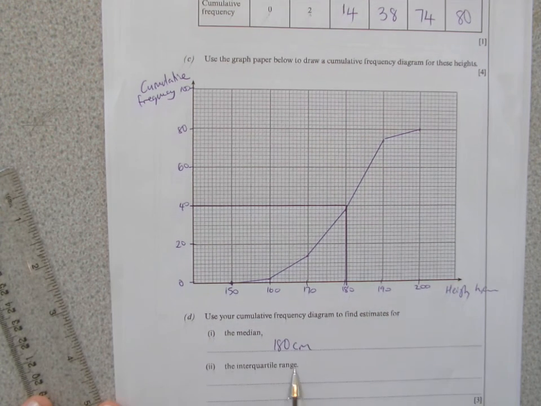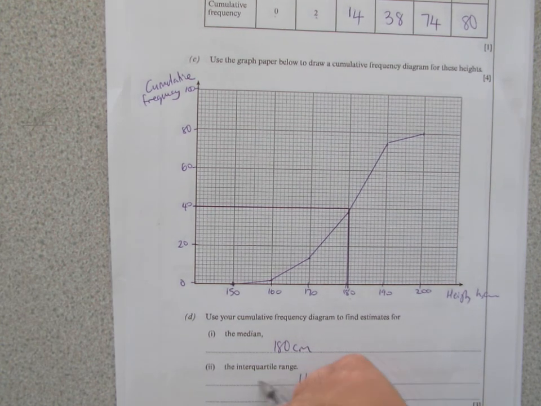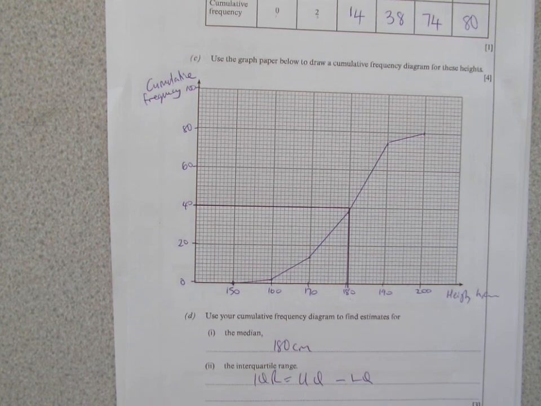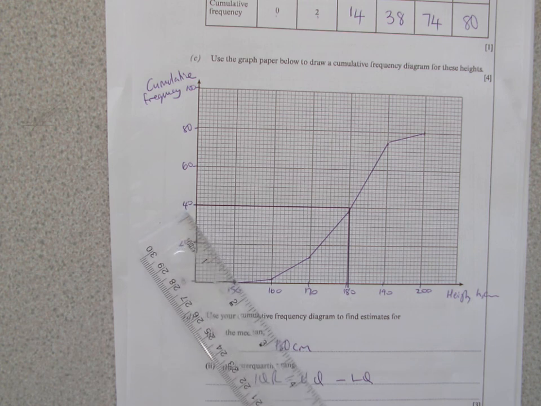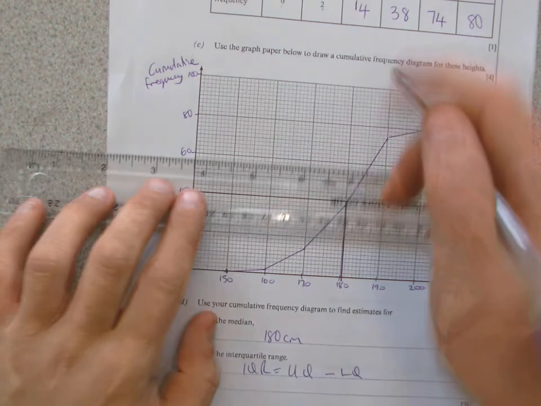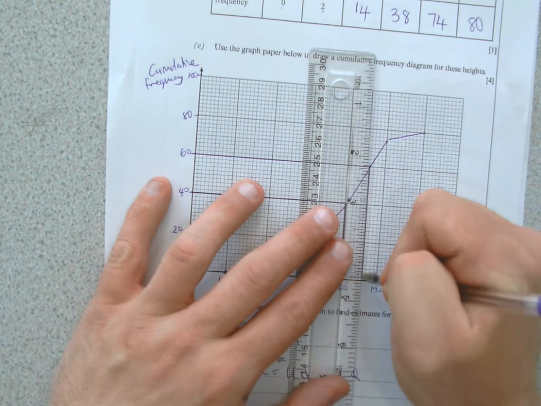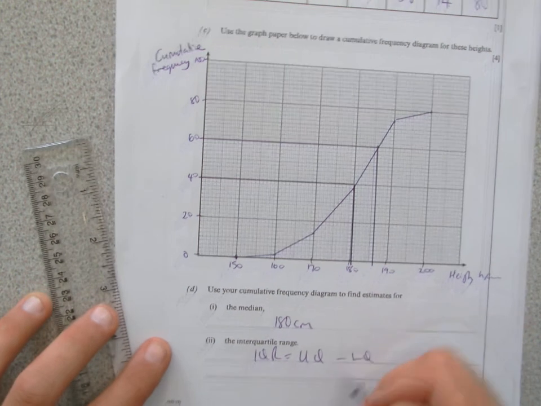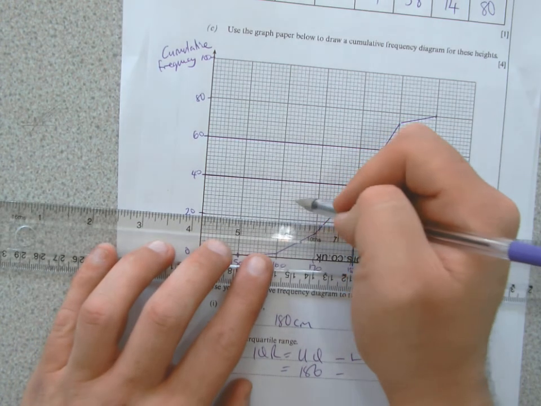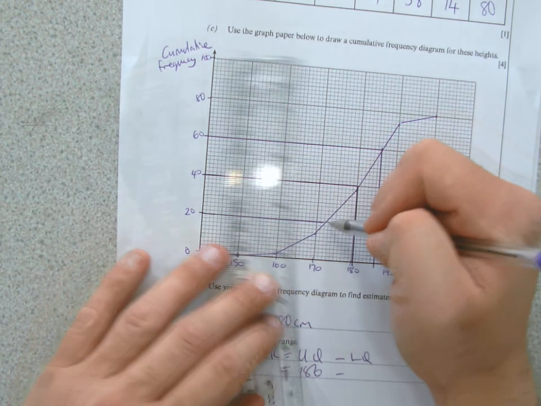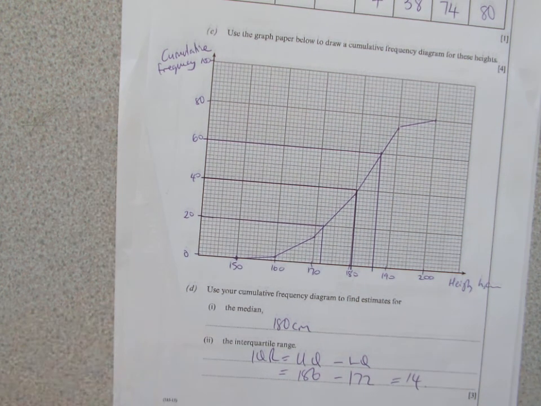Interquartile range then, well, that's the upper quartile, take away the lower quartile. Okay, that's the interquartile range. So that's like 3/4 of the data and 1/4 of the data. So, you know, median is halfway, 3/4 then will be at 60. It's the upper quartile. So that's going to be 186. Lower quartile then is 1/4 of the data, so it'll be at 20. So you get 172. So take them away, you get 14 as your answer.